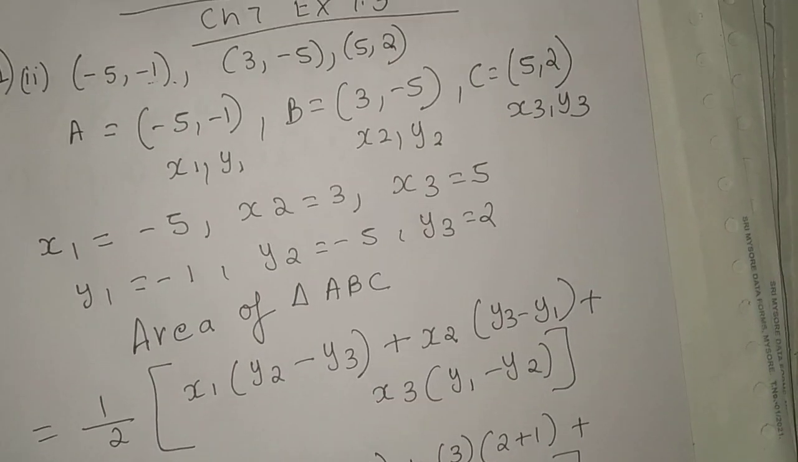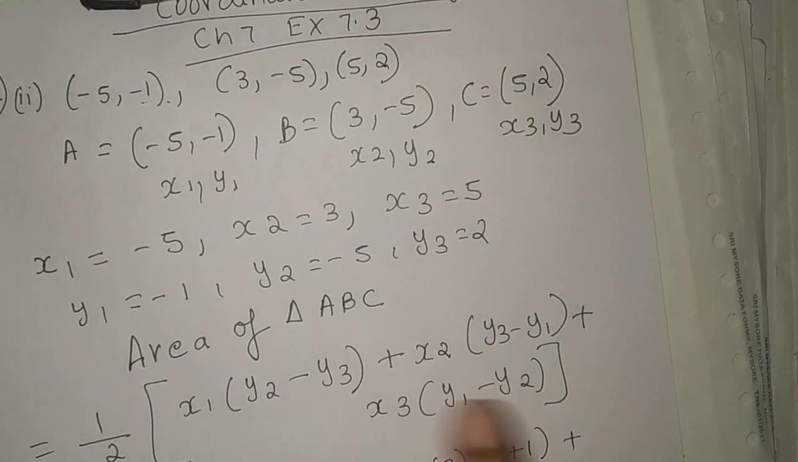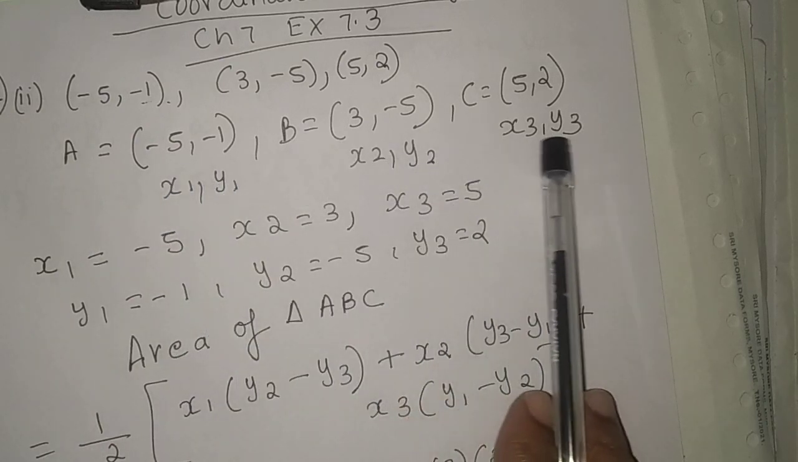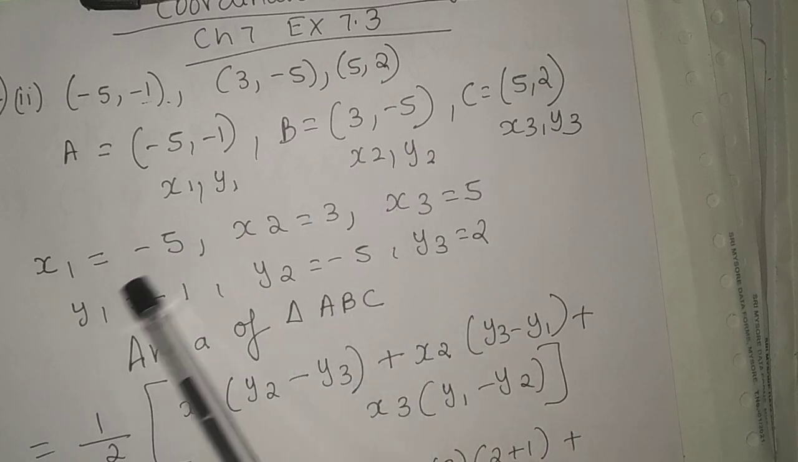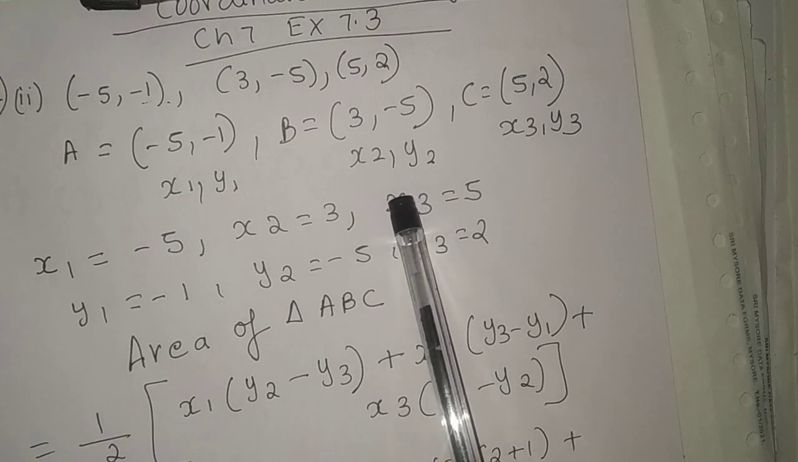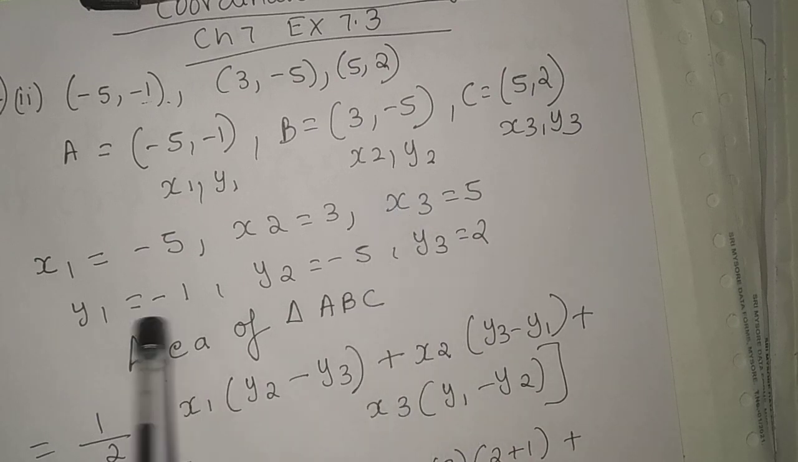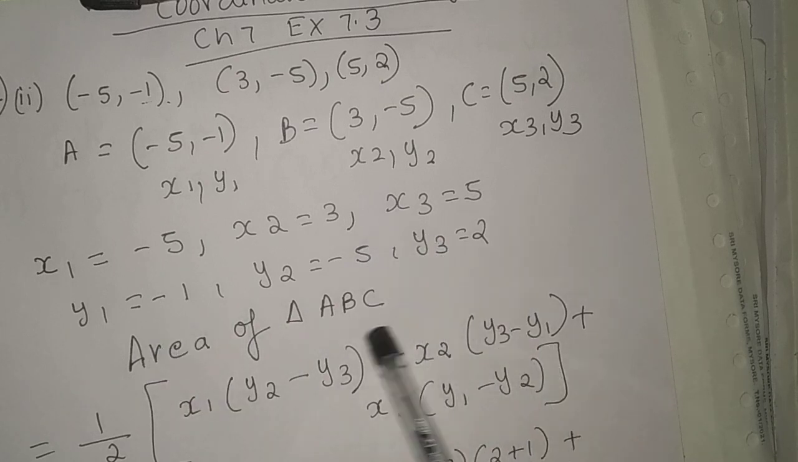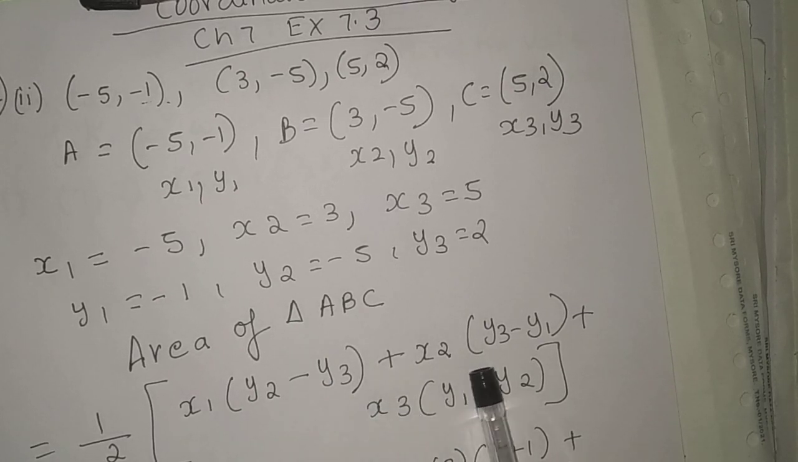So this completes the first problem. Vertices are given. Take the coordinates of each vertex, x and y. Here x1, x2, x3, since there are 3 vertices, we have to find the area of the triangle. So take all the values x1, x2, x3, y1, y2, y3. We have the formula: area of the triangle ABC is 1/2 into x1 (y2 minus y3) plus x2 (y3 minus y1) plus x3 into (y1 minus y2).